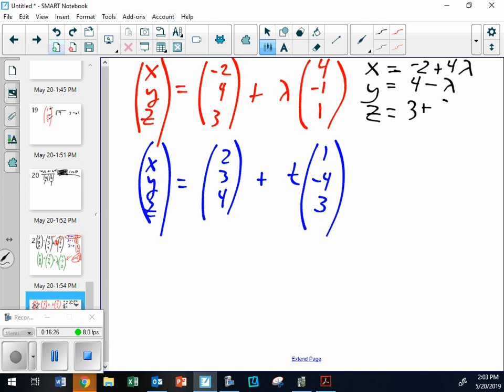Three plus lambda. Now, some people get bothered by the fact that, wait a minute, how come the one is lambda and the other one's t? Because they're different vectors. So they have different counters. If I said they were both t, then that would mean they'd have to launch at the same time. You get what I'm saying?